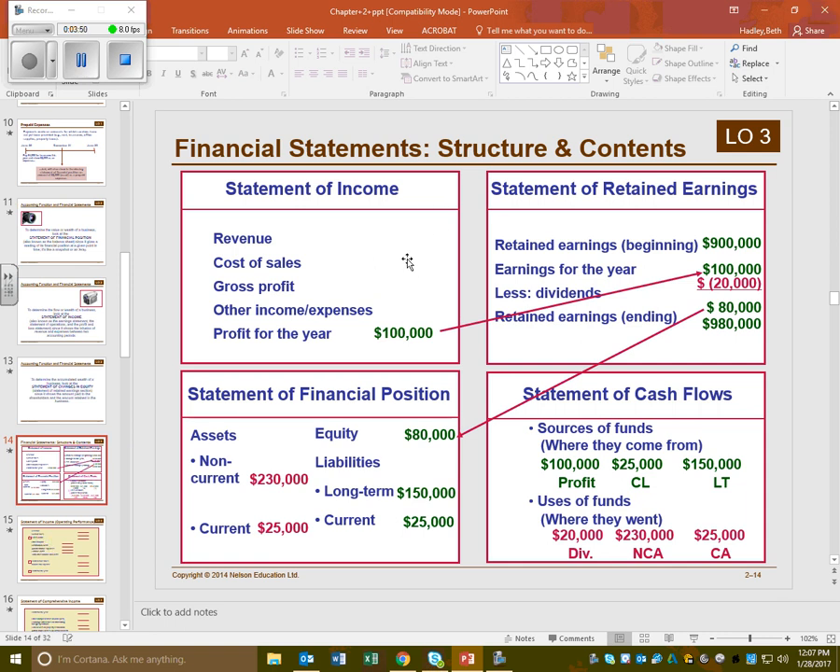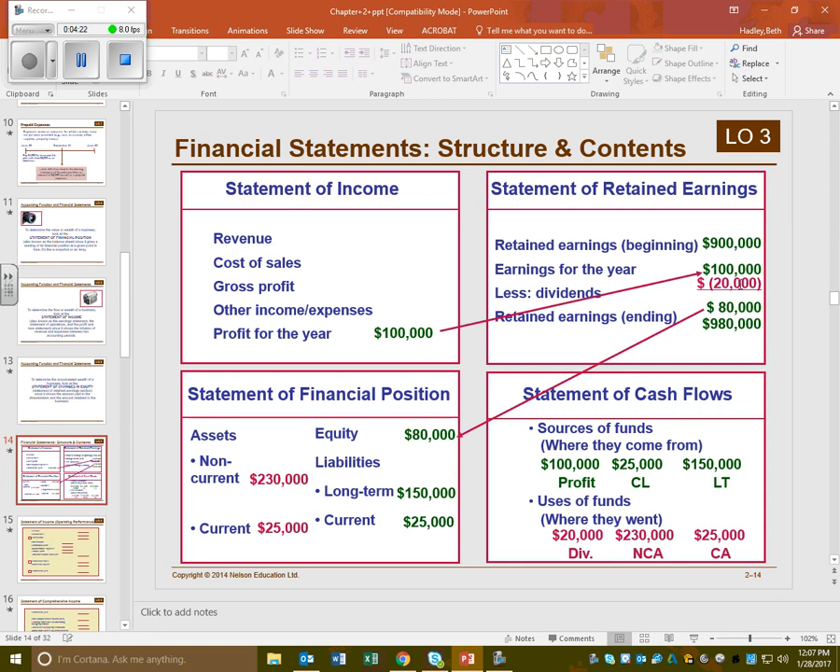This slide gives a good depiction of the flow. However, there is an error on it, so I'm leery to talk about it too much. But basically what's going on is your statement of income. You're showing that revenue minus all of your expenses to give you the profit or net income for the year is 100,000. Then when you carry it over to your statement of retained earnings, you've got your beginning retained earnings plus your earnings for the year.